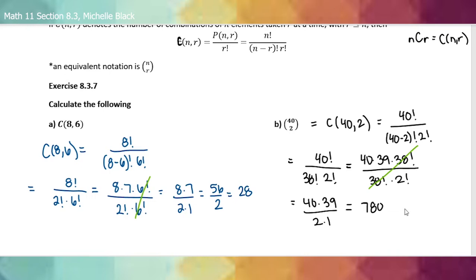And you should get back 780 different combinations of 40 elements taken 2 at a time.